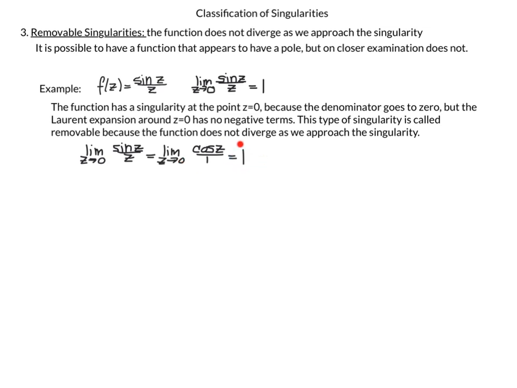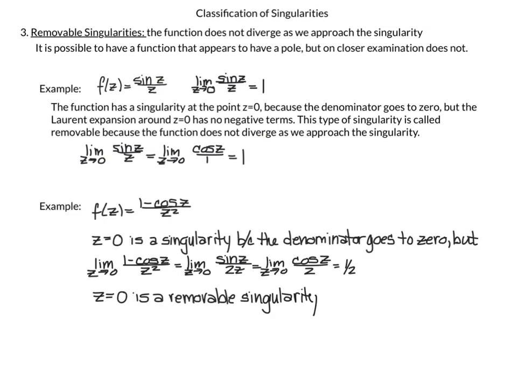1 over 1 is equal to 1. So the limit of sine z over z as it approaches 0 is equal to 1. So the function has a singularity at z equals 0 because the denominator goes to 0. But because the function is not divergent, you will see the Laurent expansion around z equals 0 has no negative terms. It's analytic. So this type of singularity is called removable because the function does not diverge as we approach the singularity.